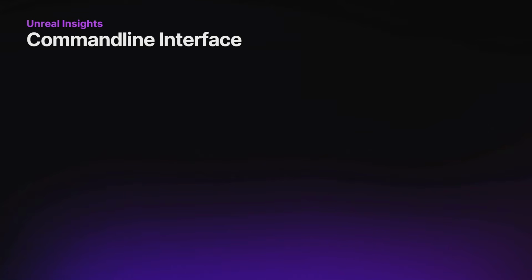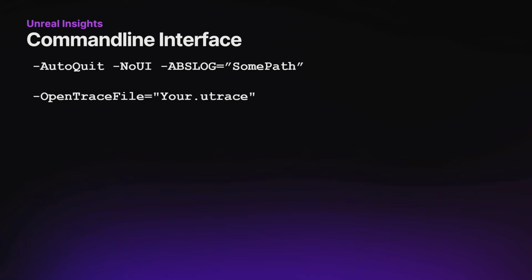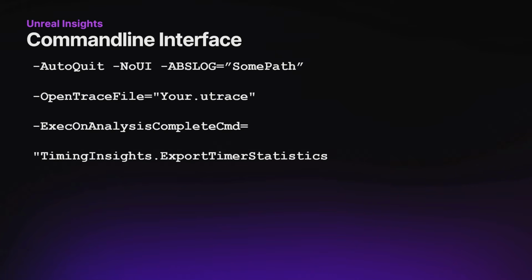And then we also have a command line interface for Unreal Insights. I'll walk you through this real quick. So there's a little bit of boilerplate, and then we tell it to open the trace file. And then this is the cool thing, this exec on analysis complete command. We say, when you have finished analyzing the utrace file, TimingInsights.ExportTimerStatistics with a path to a folder and a wildcard character to a CSV file. That wildcard character corresponds to the region names.